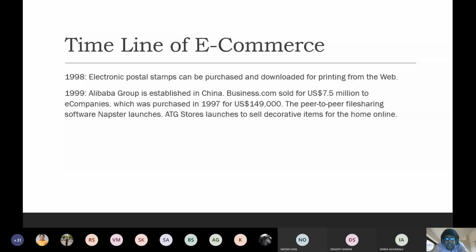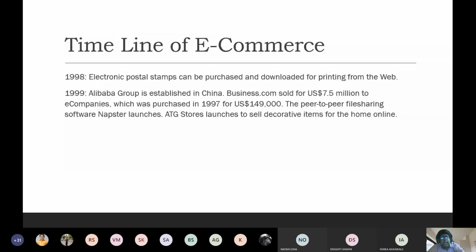Yes, in early 1999, Alibaba Group was established in China, and business.com was sold to Alibaba for US $7.5 million, having been purchased in 1997 for around $149,000. The peer-to-peer file sharing software Napster launches.